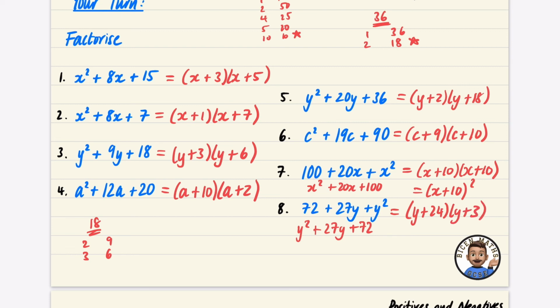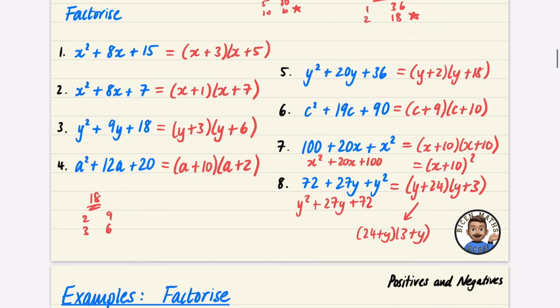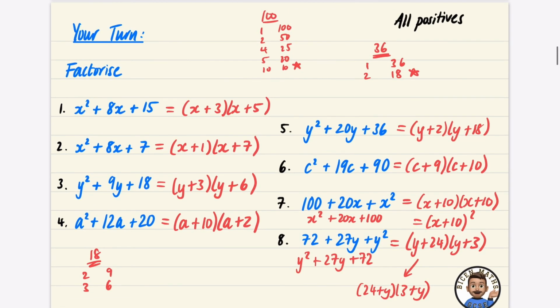All of these ones, this is just kind of the standard way that people write them, with a letter and then a number. Of course, you could write this as 24 plus y and 3 plus y. It's exactly the same thing, because it doesn't matter which order you multiply, you do get the same thing. But this is just kind of the traditional way that people would write these ones out. So in the next one, we're going to be doing it where there are positives and negatives, which is definitely more challenging than this.